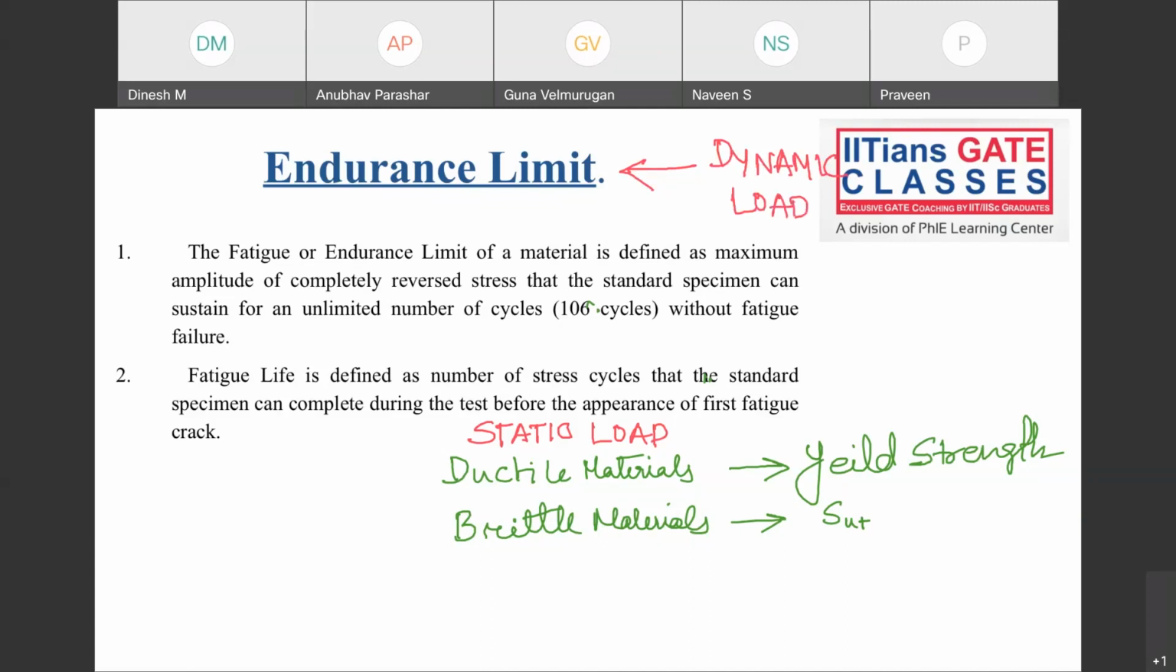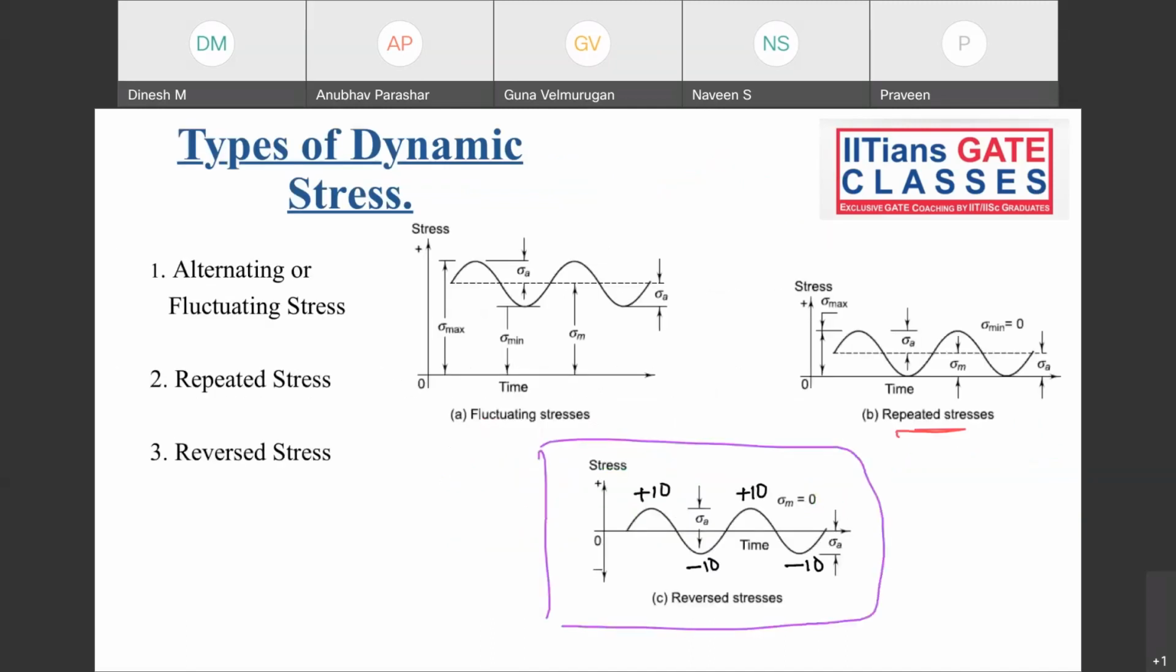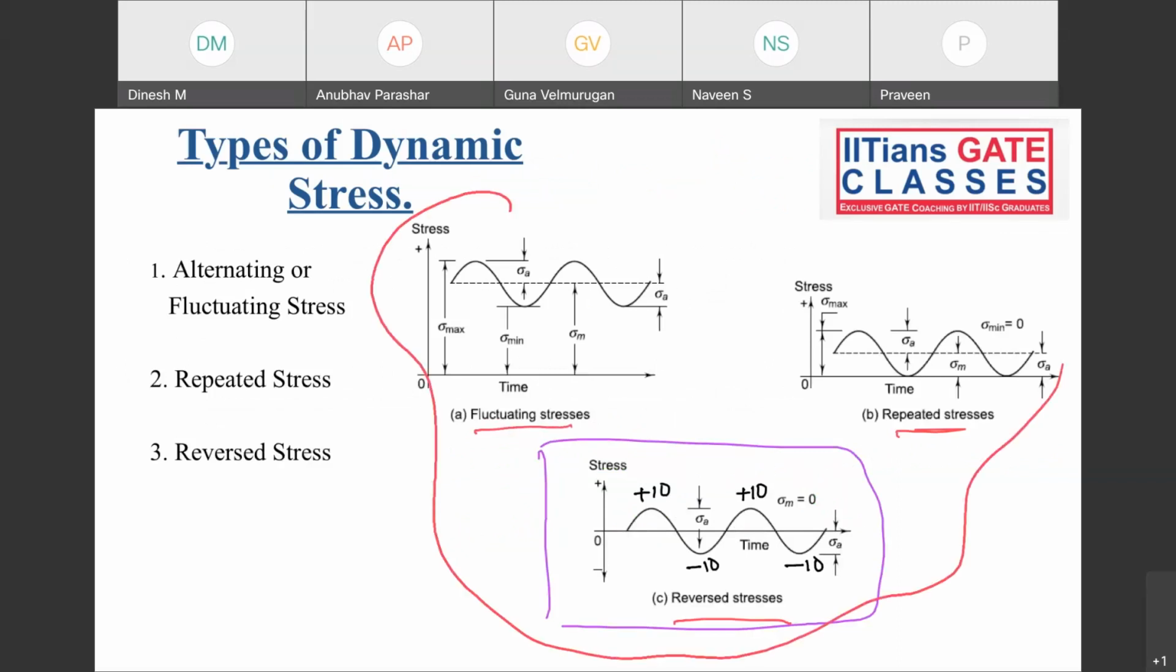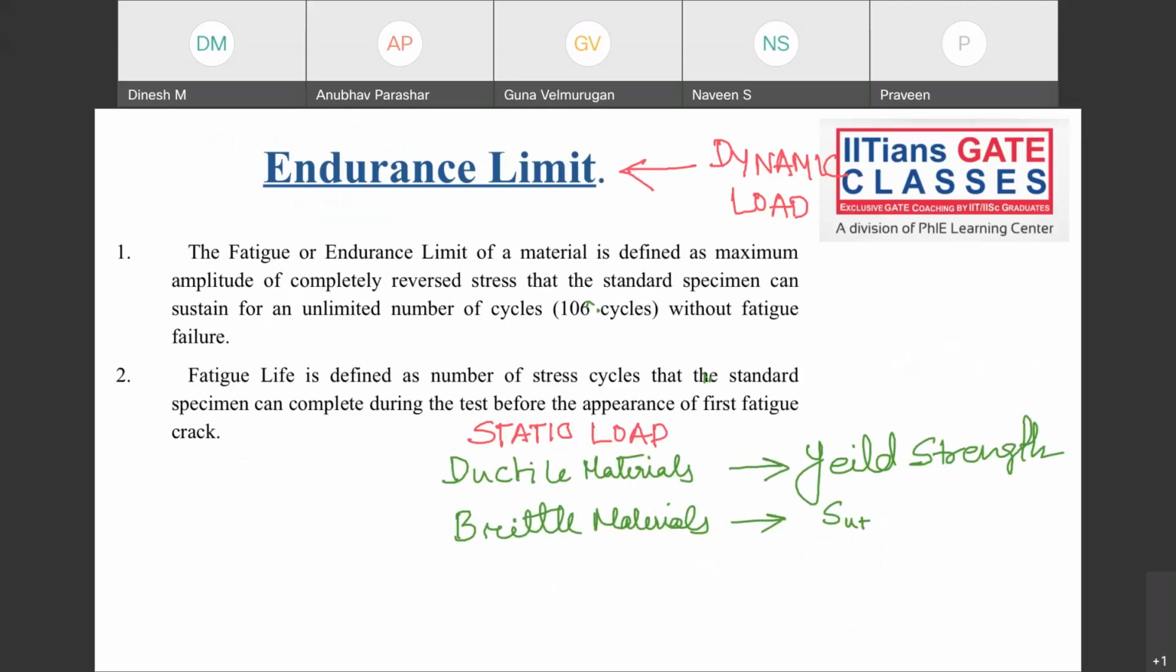So what does dynamic loading mean? Dynamic loading means the material is under either fluctuating or alternating stress, completely reversed stress. We have seen the different types of dynamic loading: repeated stress, reverse stress, and fluctuating stress. If the machine component is under this kind of loading, it is known as dynamic loading, and we will design it using the endurance limit.